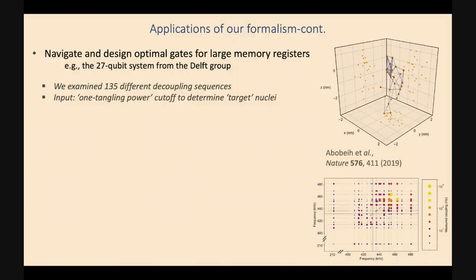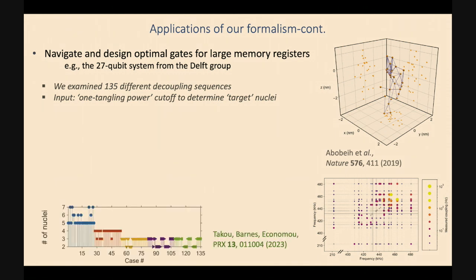So what we did for this work, we examined more than 100 different decoupling sequences. And we have this cutoff that tells us how much we can couple the target nuclei and decouple the others. So then we look at different cases out of these, where we take a dynamical decoupling sequence that aims to couple a particular nuclear spin. And we also look at how many others it couples at the same time significantly. So you can have, in the x-axis, different dynamical decoupling sequences, different pulse sequences. And in the y-axis, the number of nuclei that significantly participate.